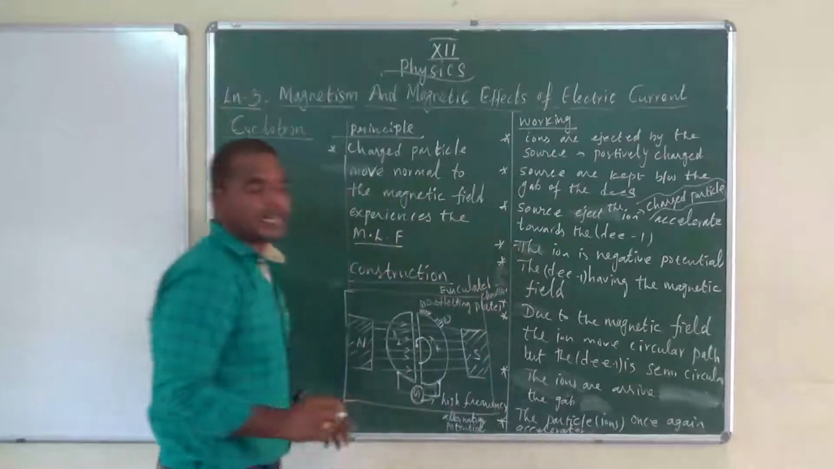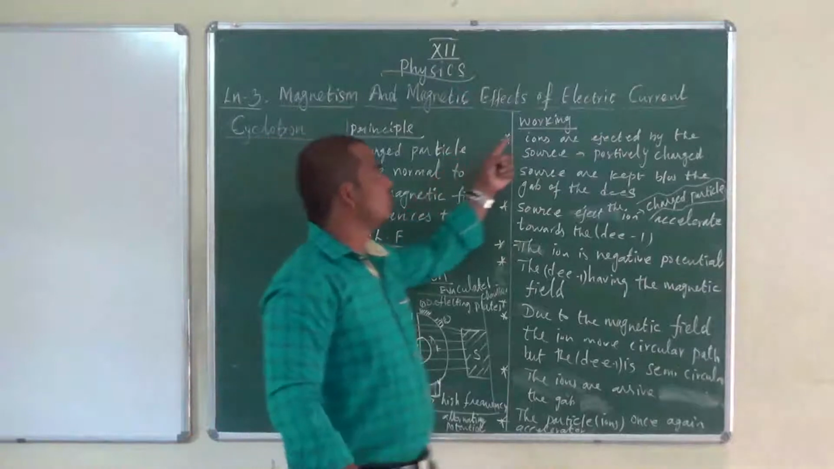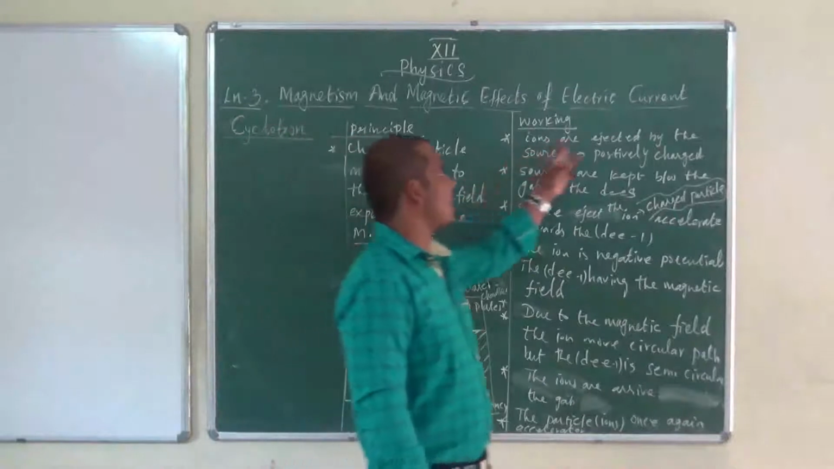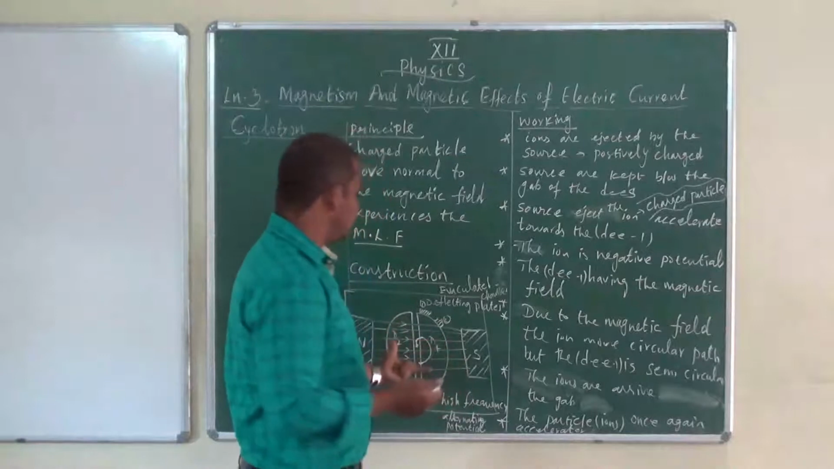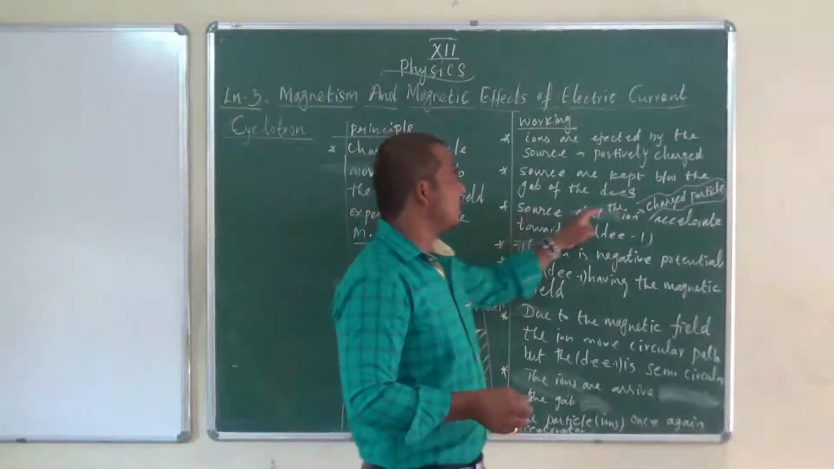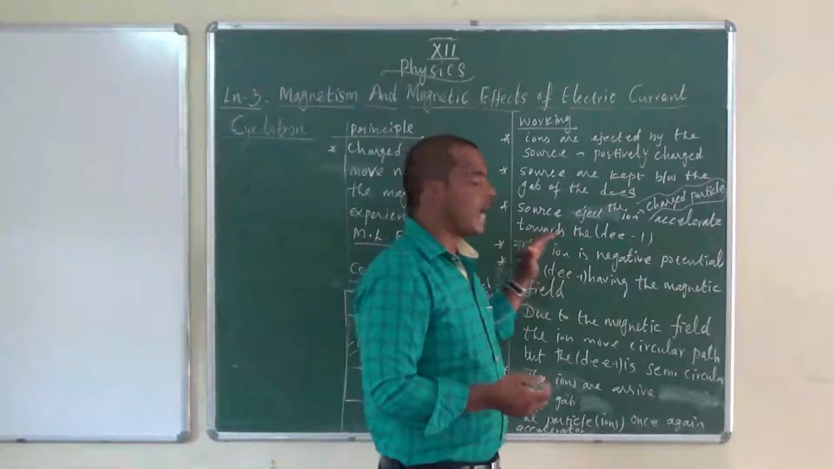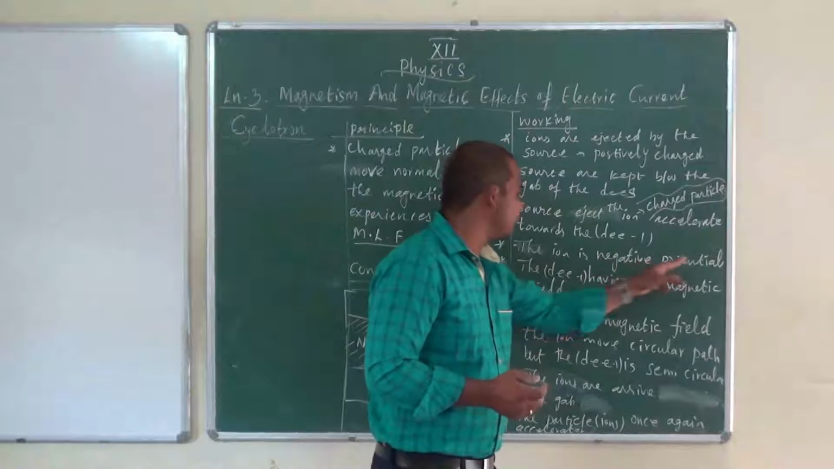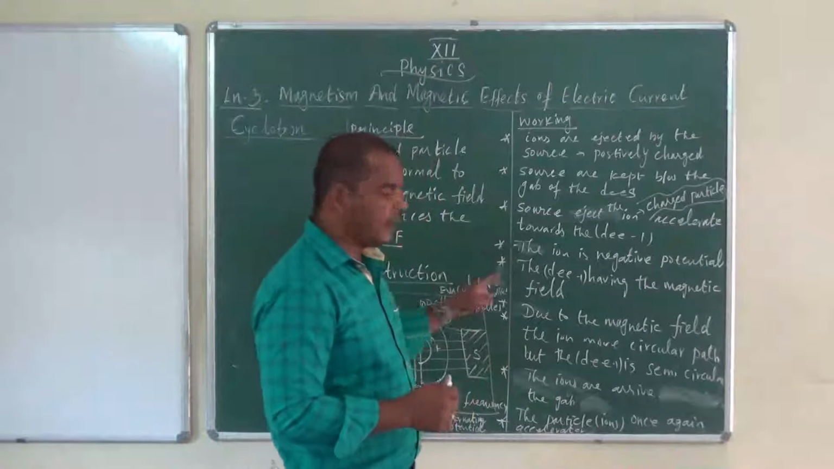Once again accelerate with the greater potential. After construction, we are discussing working. Assume the ions ejected by the source are positively charged. The source is kept between the gap of the Ds. The source ejects the ion, that means a charged particle, and we accelerate it towards D1. The ion is at negative potential.